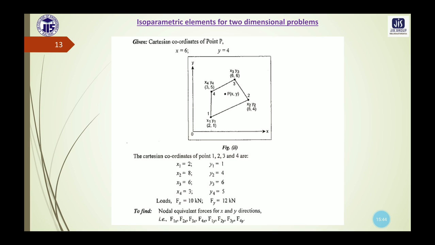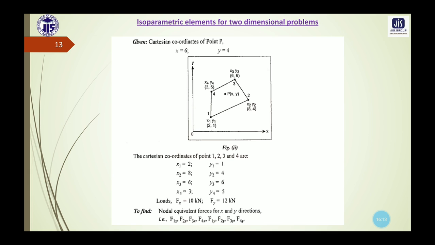So let us write in detail what are the things given in this numerical. The Cartesian coordinates of the point P, which is inside this quadrilateral element, are given as 6, 4. So that means x is 6 and y is 4 for the point P. Then the Cartesian coordinates of the 4 different nodes, that is 1, 2, 3 and 4, are given.